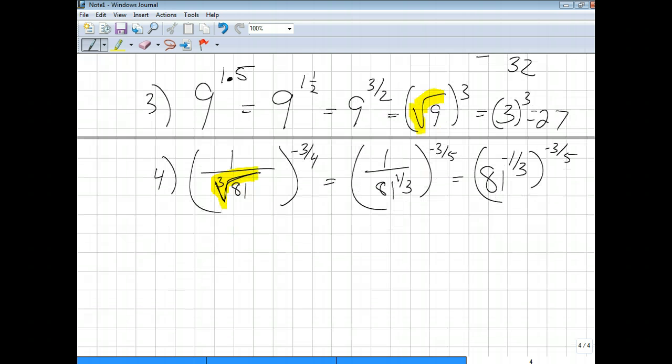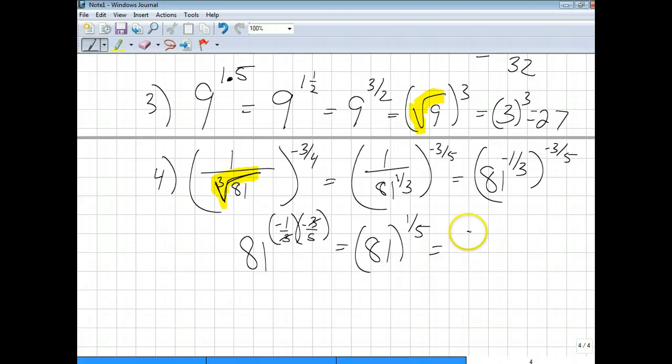Okay, now using the properties of exponents, that's negative 1/3 times negative 3/5. These cancel, the negatives cancel, so it's 81 to the 1/5 power. Okay, so then written as a radical, that would be the 5th root of 81.